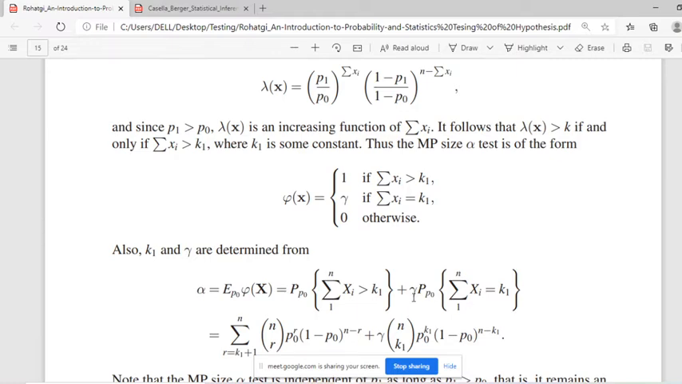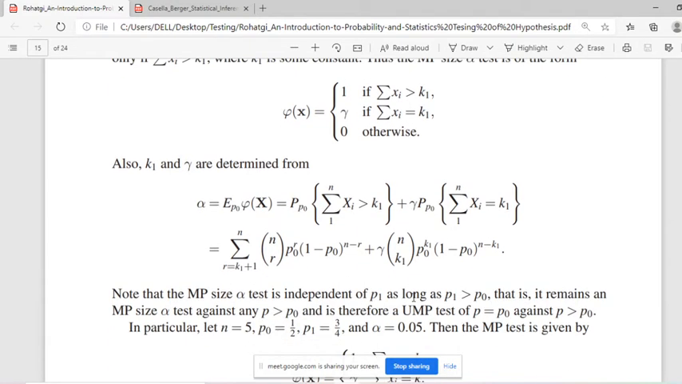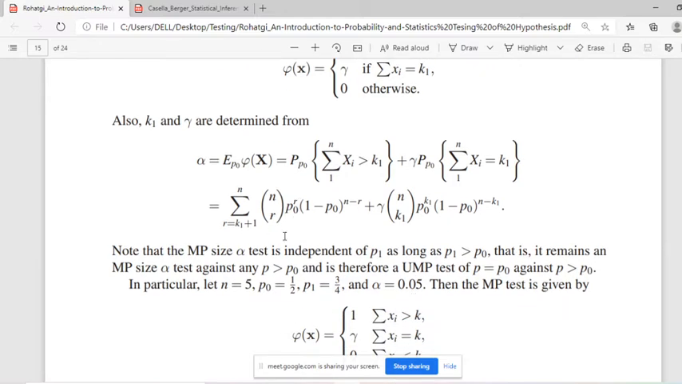So that can be substituted here. You know, xi follows Bernoulli, so that Bernoulli random variable, so that the summation xi will be a binomial random variable. That means summation xi greater than k1 takes the values k1 plus 1, k1 plus 2, etc., up to the maximum value n. This is the possible summation. So we can add those probabilities: probability of summation xi equal to k1 plus 1, probability of summation xi equal to k1 plus 2, etc., probability of summation xi equal to n.